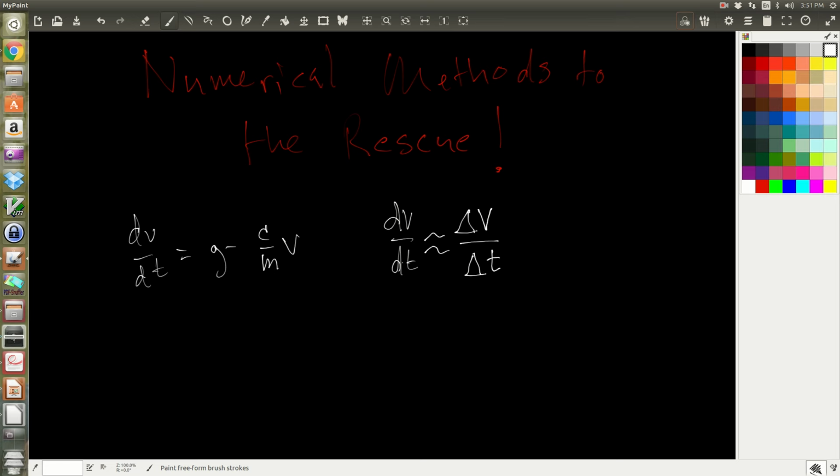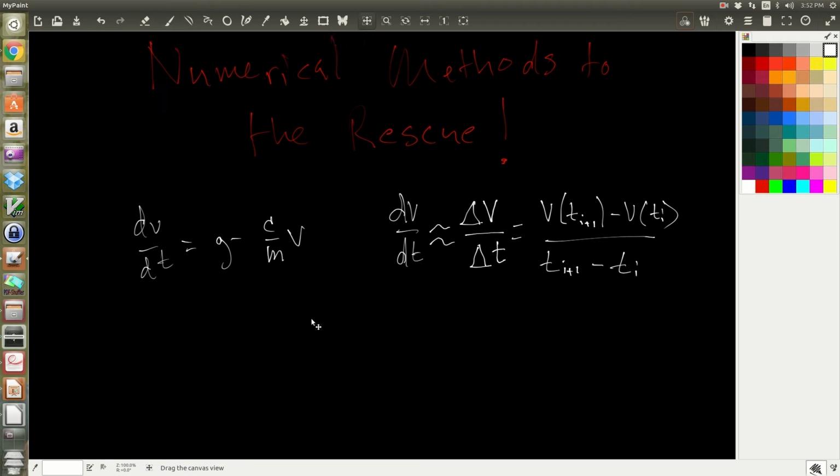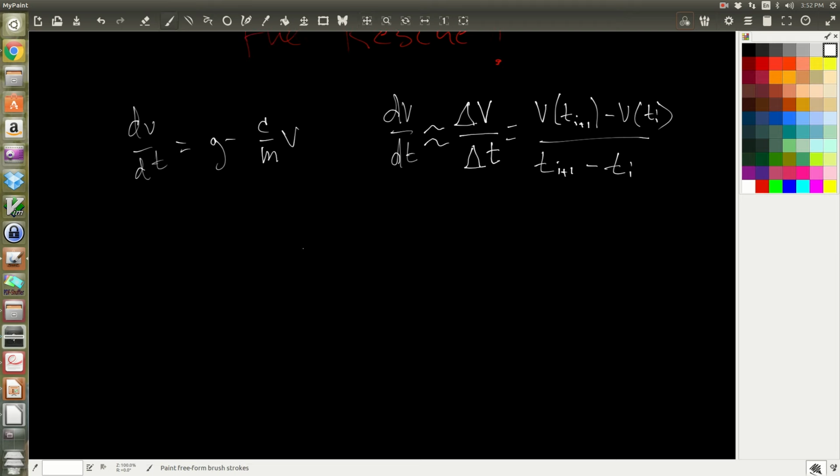These are the infinitesimal changes. These are finite changes. So we can literally write that as v at some value of t, I'm going to call it t sub i plus 1, minus v at t sub i, all over t sub i plus 1 minus t sub i. Here i plus 1 and i are subscripts. Now, what does that mean? Let's draw a little picture here of our velocity function to help you better understand.